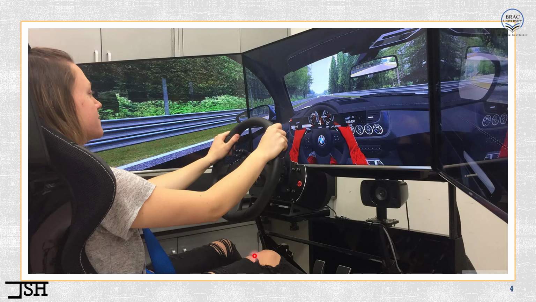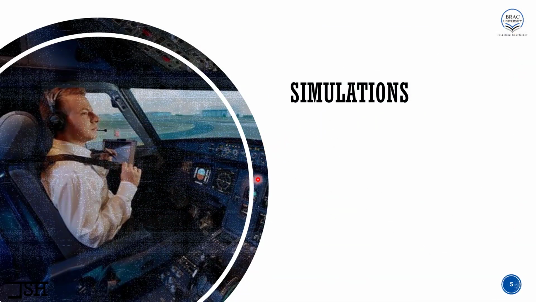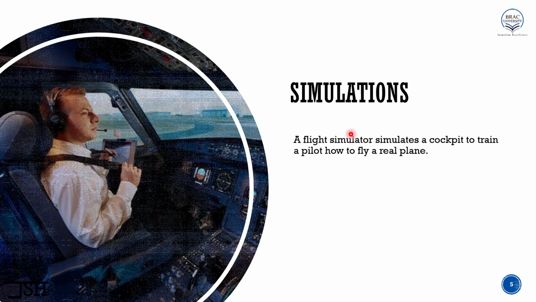Let me give you another example here, and this example is actually used in real life training methods. Here a pilot is being trained using simulations where a flight simulator simulates a cockpit to train a pilot how to fly a real plane. As you can see in this photo, a pilot is being trained using simulation method. So it simulates a real life scenario and then the pilot is trained on how to fly a plane. So I guess by now you understand what I mean by simulation method, right?